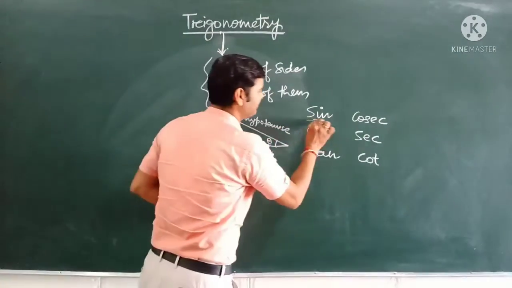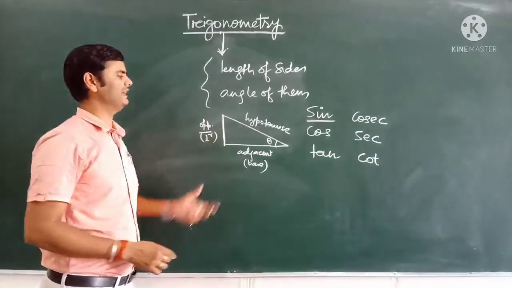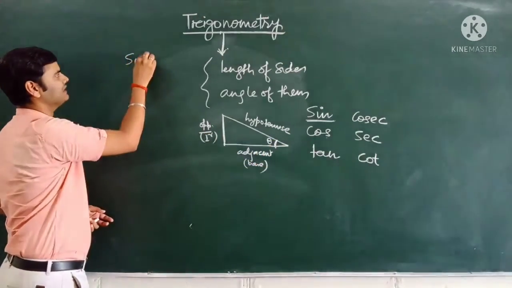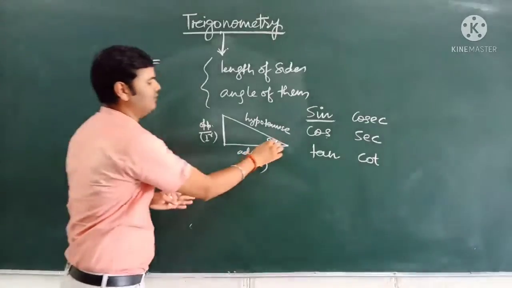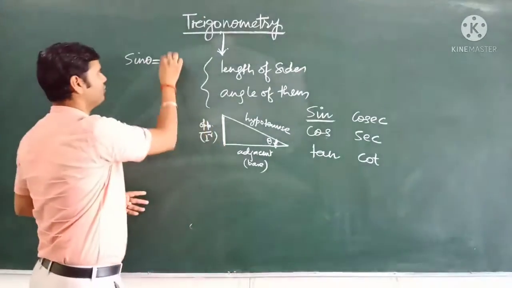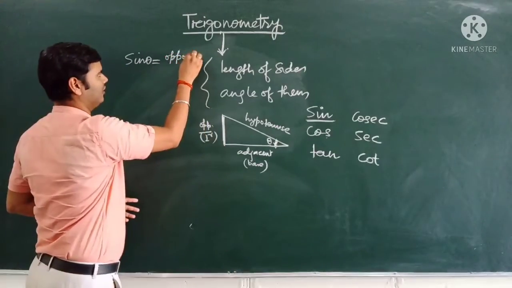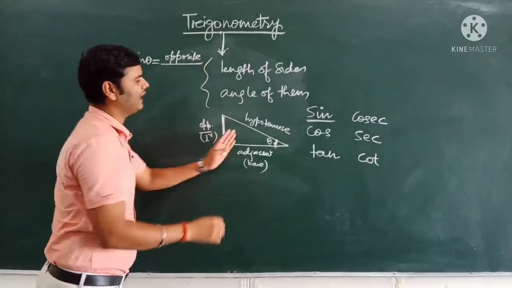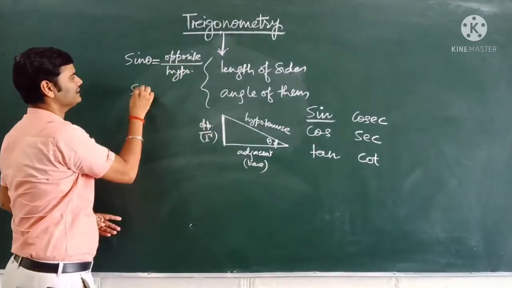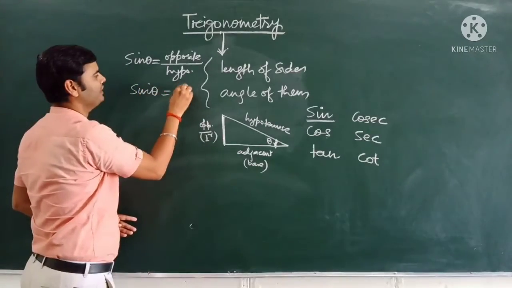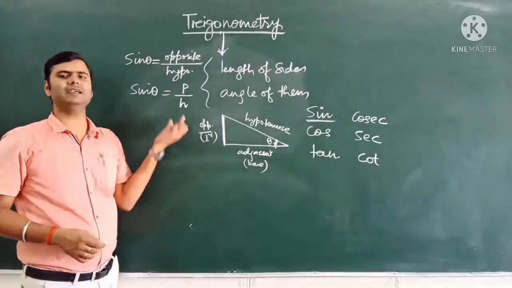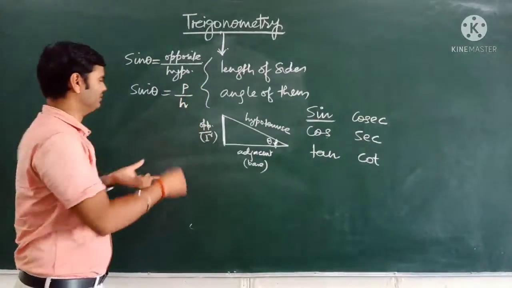First, let us describe the formulas. What is sine theta? Sine theta is equal to opposite, that is the side opposite the angle, divided by the hypotenuse. So sine theta is equal to P by H, that is perpendicular by hypotenuse.